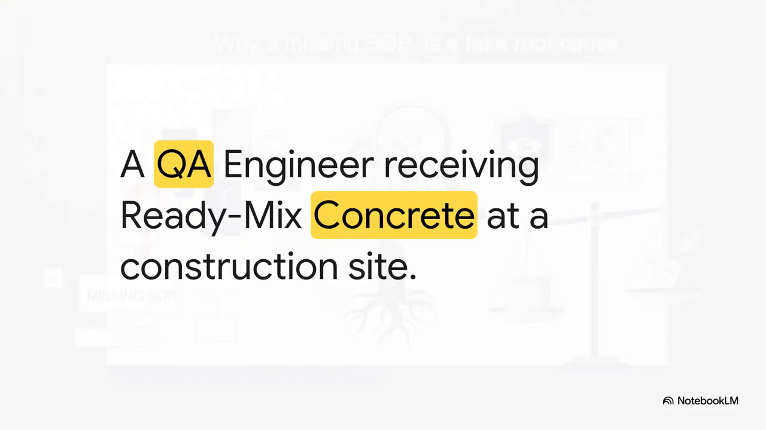Let's ground this in reality with our first practical scenario. We're going to look at a case study involving a quality assurance engineer working at a bustling construction site. The engineer's main job today? Receiving ready-mix concrete, commonly known in the industry as RMC. Now, keep in mind, this is a highly standard, totally everyday task for a QA professional in this sector.